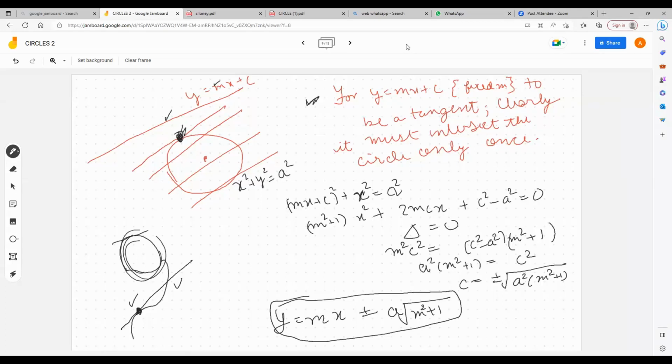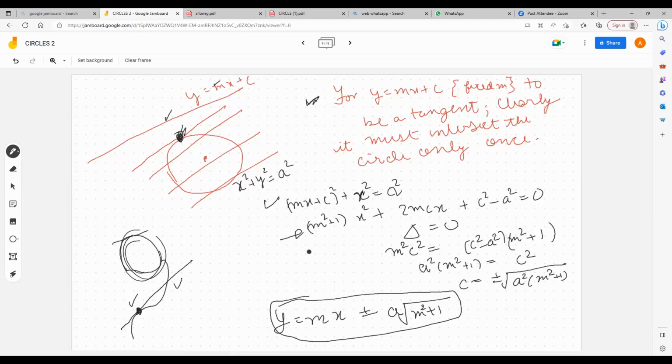We can see that when we solve y equals mx plus c and x square plus y square equals a square, then we will get a quadratic. How? Just replace y with mx plus c in the below equation. So we will be getting mx plus c whole square plus x square equals a square. On simplifying it, we get this.